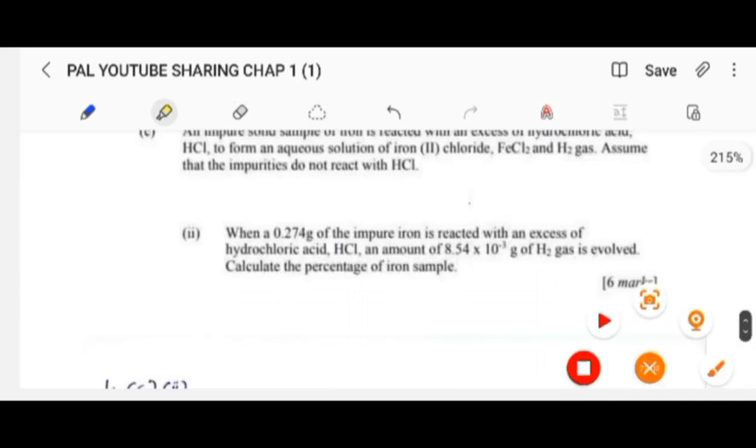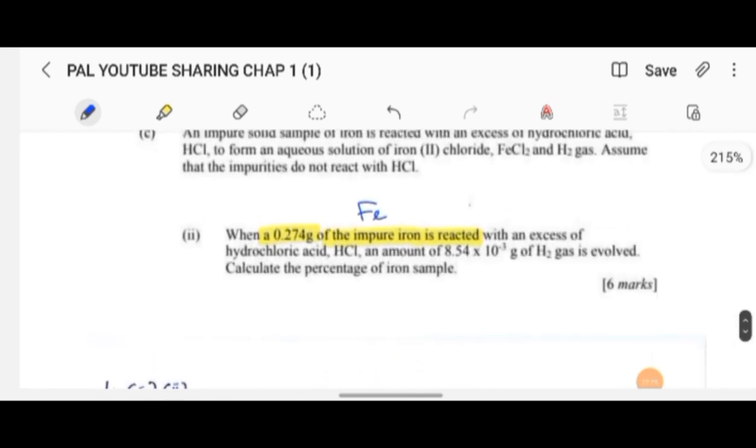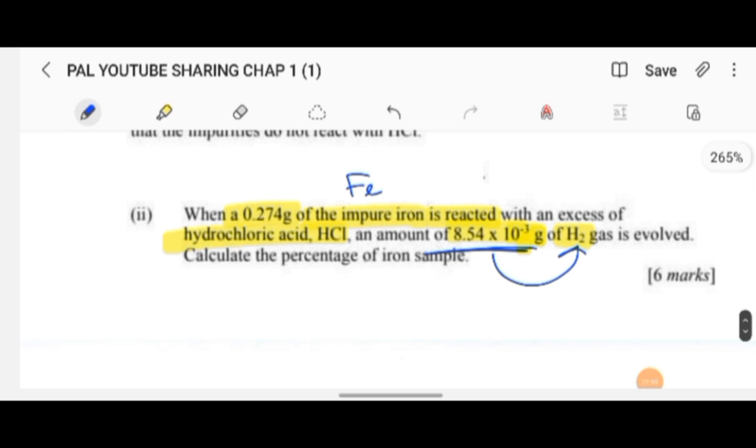Okay, for the last question, it says when 0.27 gram of the impure iron is reacted, meaning the impure iron is Fe, reacted with HCl, an amount of 8.54 times 10 to the power of negative 3 gram of H2, meaning this is the mass of H2 involved. So calculate the percentage of iron in the sample.